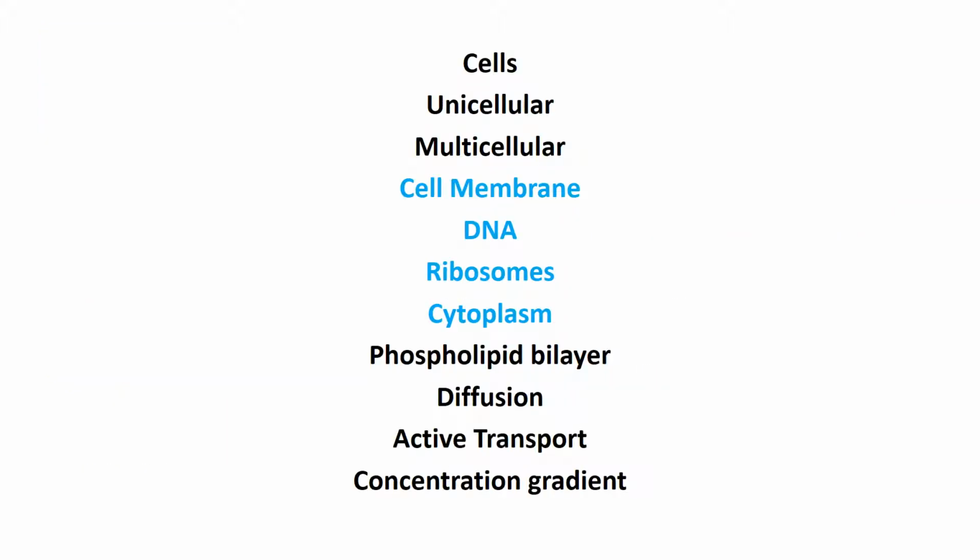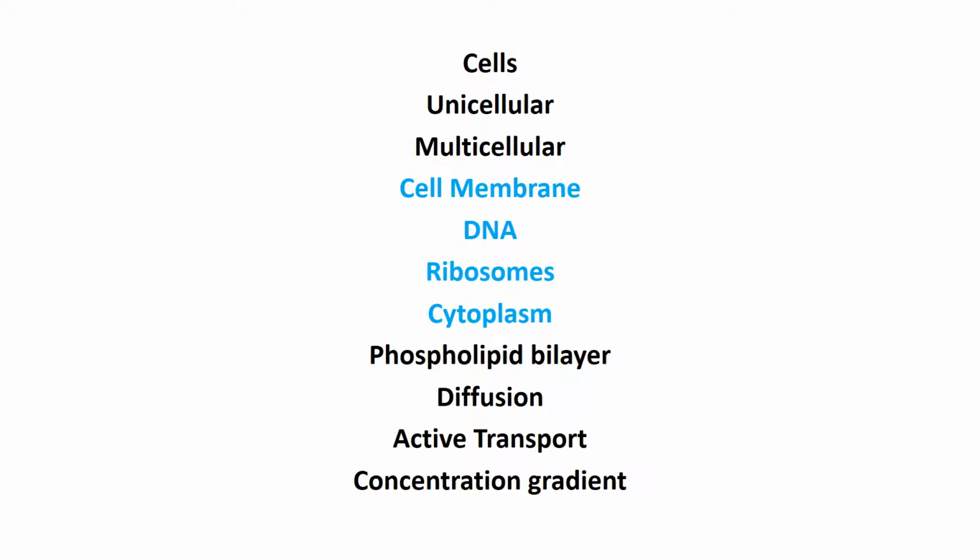All living things are made of cells, and living things can be unicellular, made of one cell, or they can be multicellular, made of many cells. All cells have a cell membrane, DNA, ribosomes, and cytoplasm. And we've only looked at the cell membrane so far. A cell membrane is made out of a phospholipid bilayer, and two ways of moving substances across the cell membrane are diffusion and active transport.